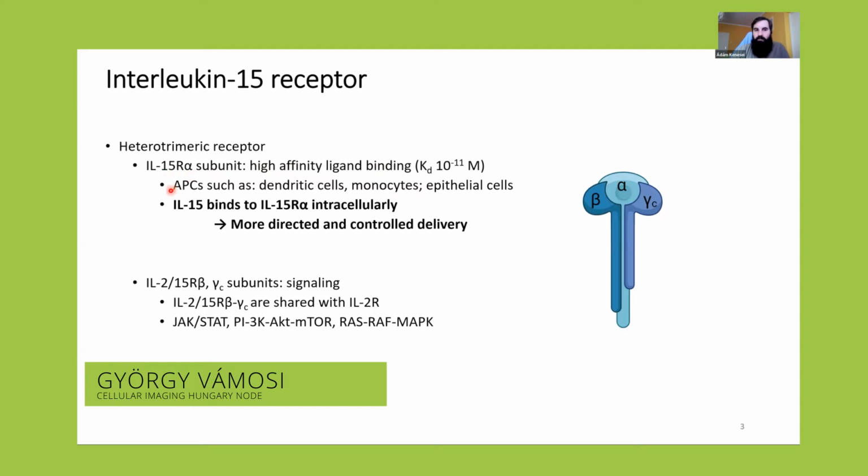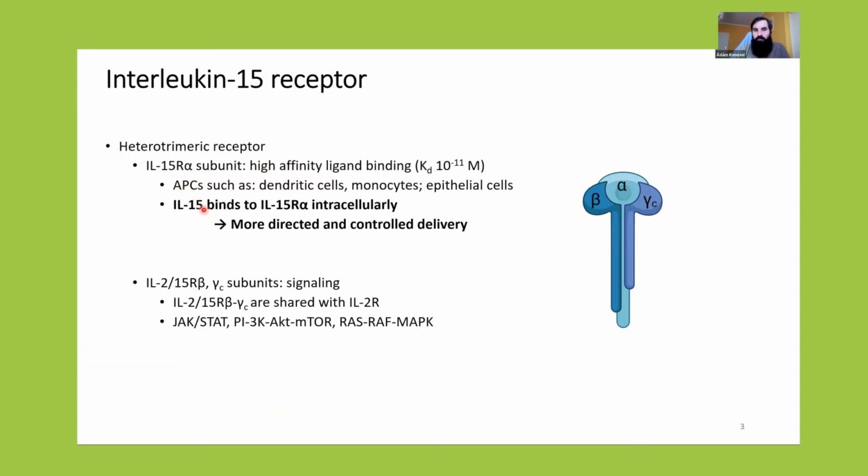It's expressed in antigen presenting cells mainly, and it's also worth noting that the IL-15 cytokine binds to the alpha subunit intracellularly and shuttles to the cell surface in this bound form, which provides a more directed and controlled delivery. The other two subunits of this receptor are the beta and gamma C subunits, which are responsible for the signaling. These beta and gamma C subunits are also shared with the IL-2 receptor.